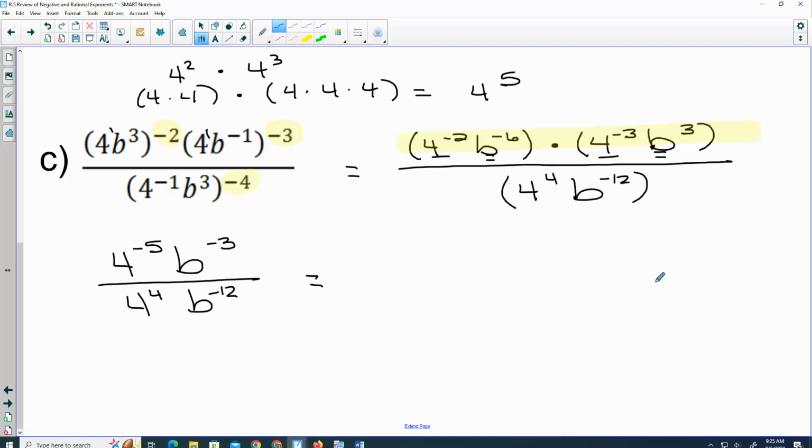Subtract exponents. So let's ask ourselves, where will it end up? Do I have more 4's on top or bottom? So you're looking at the exponent. Which one is bigger, negative 5 or positive 4? Positive 4. So I'm going to subtract negative 5. So that will give me 4 to the 9. With my b's, which one is bigger, negative 3 or negative 12? So I will subtract negative 12. So that gives me a positive 9.